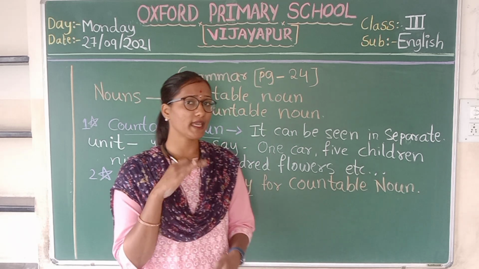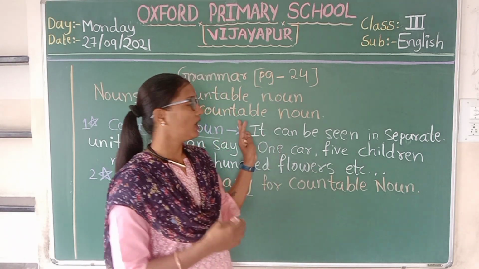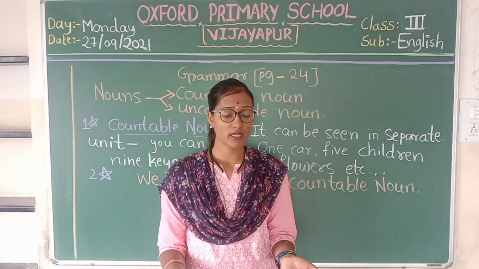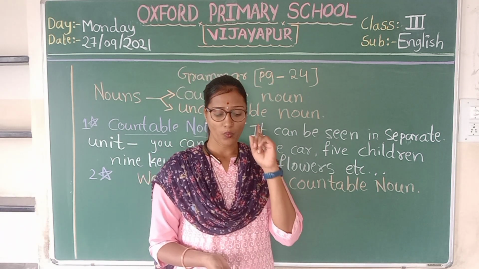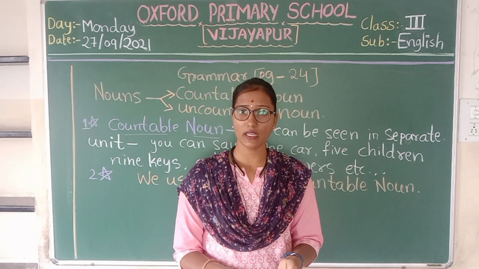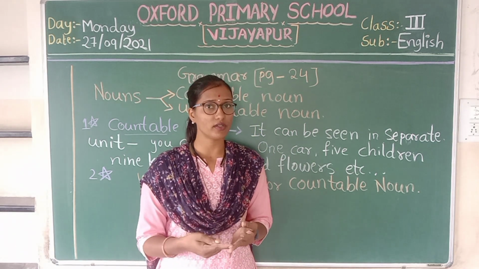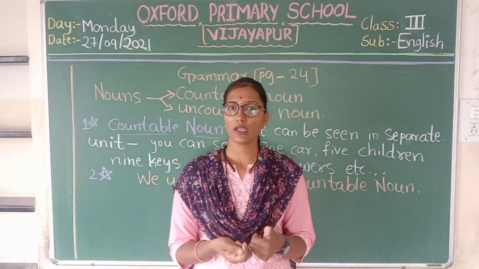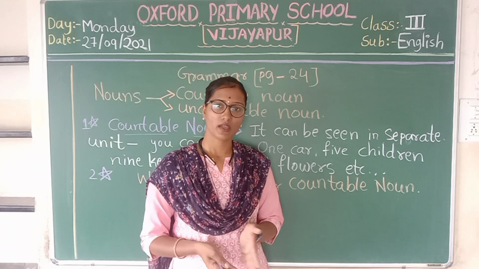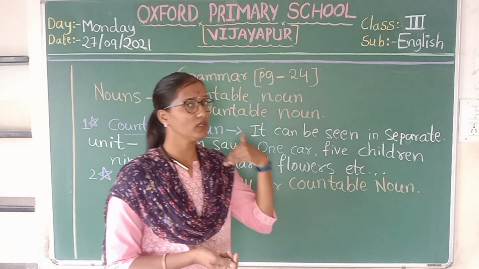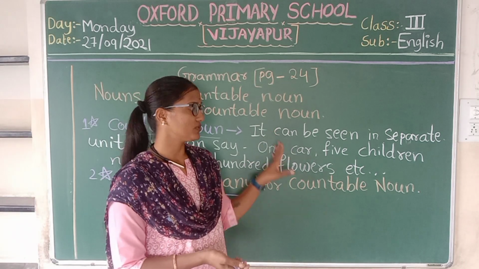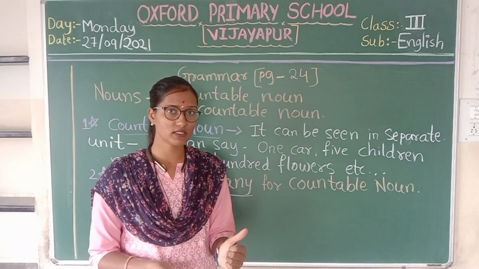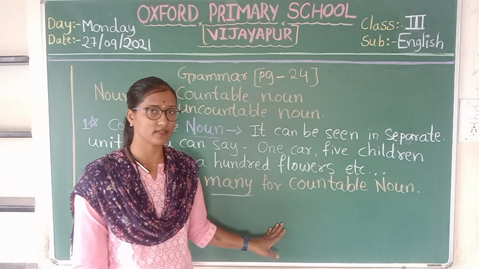Now, the exact opposite we have to write for uncountable noun. Uncountable noun, it cannot be said in a separate unit, and we cannot say 1 water, 3 air. Such as sand, salt, sugar, air, mountains, mud, stones. We cannot say them in a separate unit. Understood? So pause the video and write these points about countable noun. Are you clear with it? Okay, now pause the video and write this.